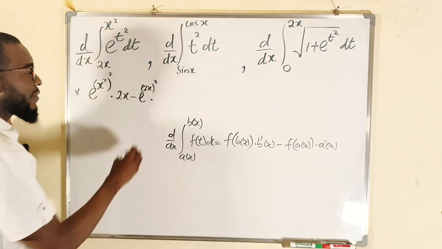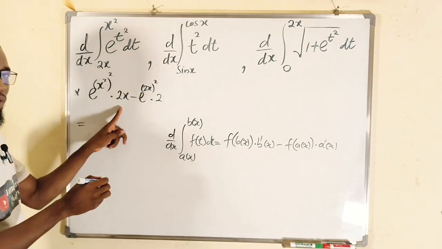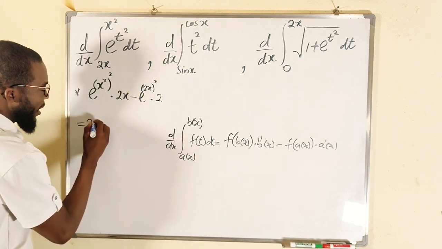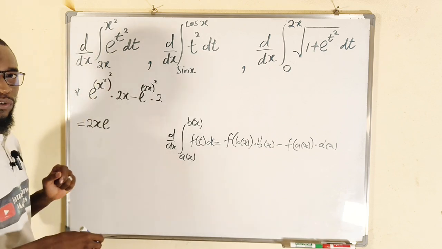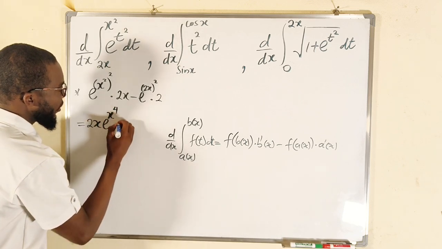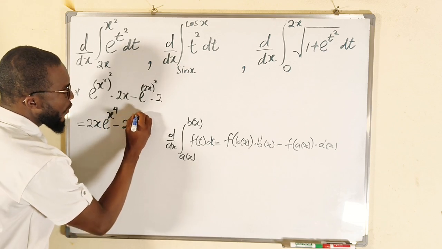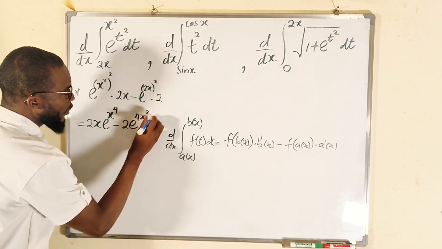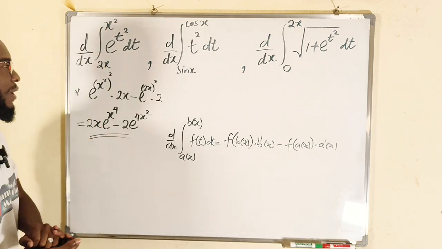The derivative of 2x is 2. Then you simplify. I can bring 2x to the back. We have 2x, e to the what? X squared whole squared is x to the power of 4. So this is x to the power of 4. The minus, these two can multiply, e to the 4x squared. And hence, this is said to be the solution to the first problem.